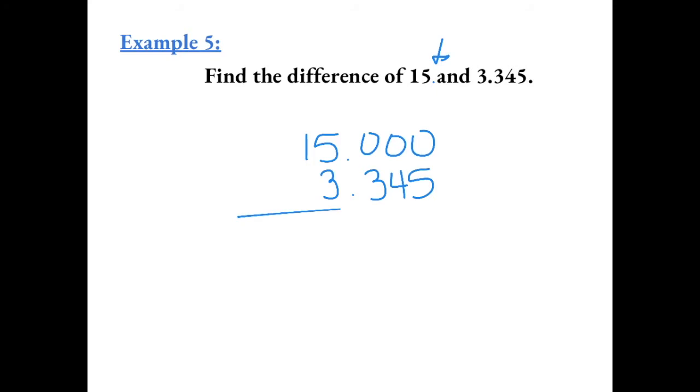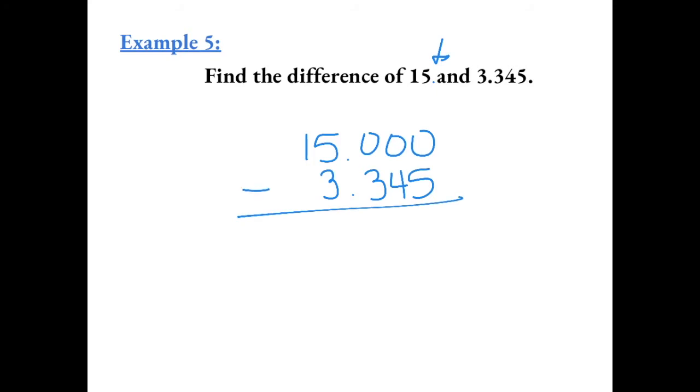Example 5. Find the difference of 15 and 3.345. So 15, we don't see a decimal. So if we don't see a decimal, that means that it's a whole number and the decimal is at the end of the number. So when we line this up, we have 15 and then we'll put that decimal there. So we know to line up our 3 right with the 5. Now we can add 3 zeros so that we can fill in the blank spaces.